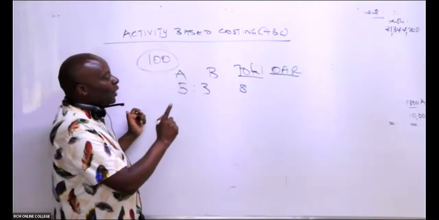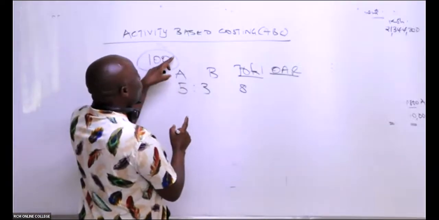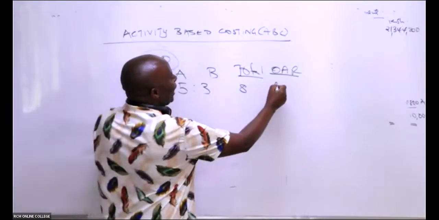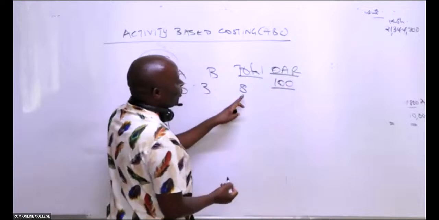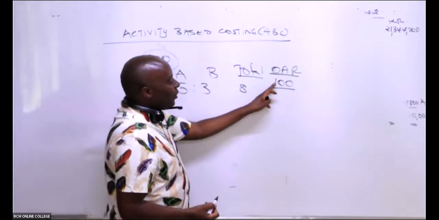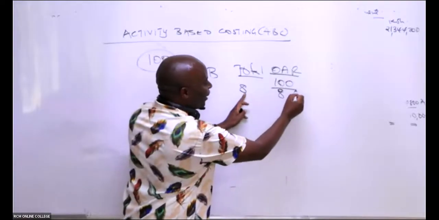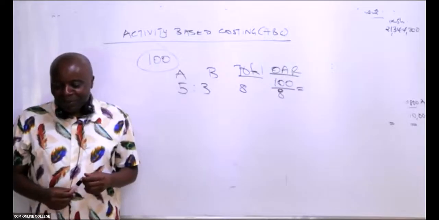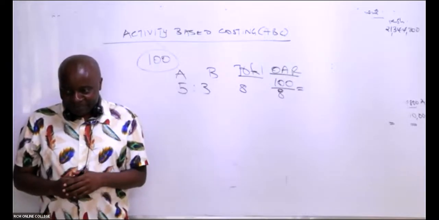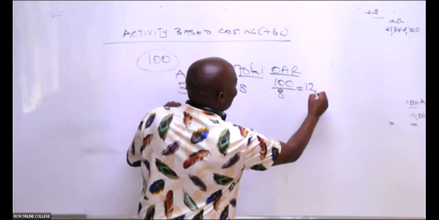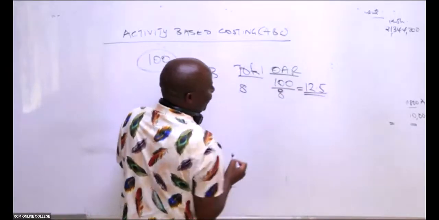In terms of overhead absorption rate, they would want us to take the total overhead, which is 100, and divide by the total proportion here. So 100 divided by what here, somebody? 8. Is there somebody who is able to give me this OAR? What is 100 divided by 8? 12.5, isn't it? So this gives me 12.5 per unit of the activity.